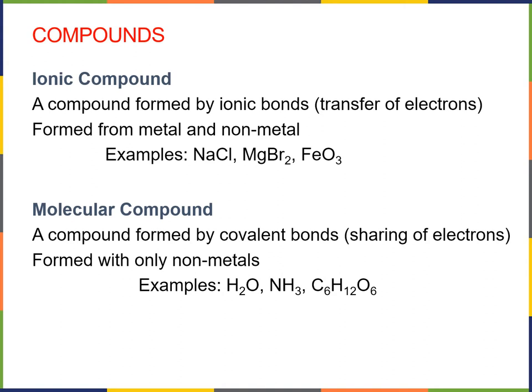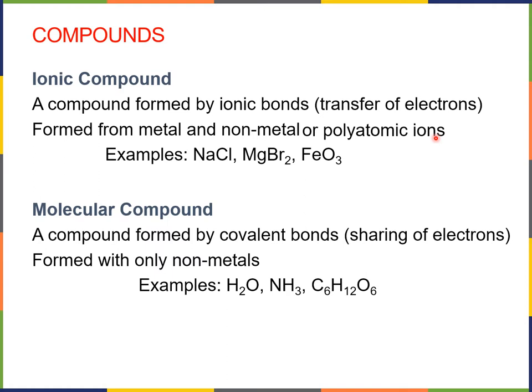And so, once we think about polyatomic ions, we need to rethink our definition of ionic compounds. Because ionic compounds are compounds formed by ionic bonds, and so far we said ionic bonds are the result of transfer of electrons, but we can also say that polyatomic ions can participate in ionic bonds.